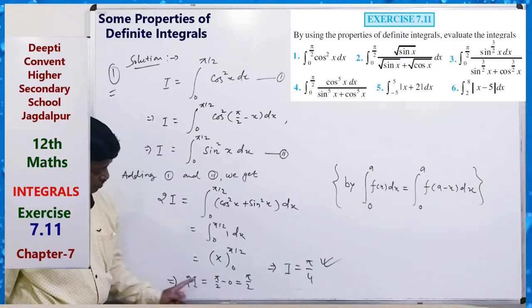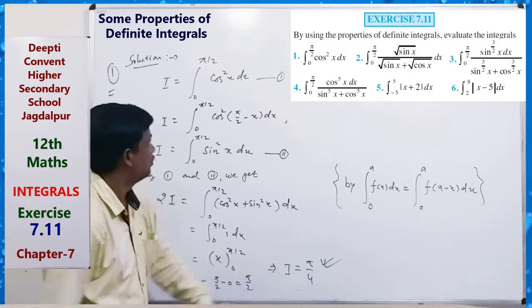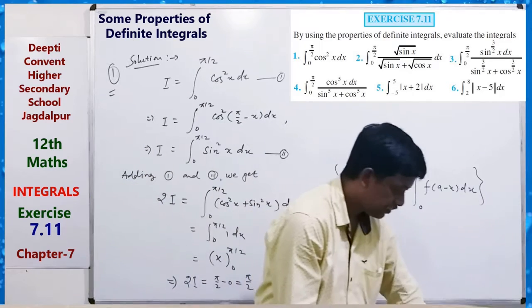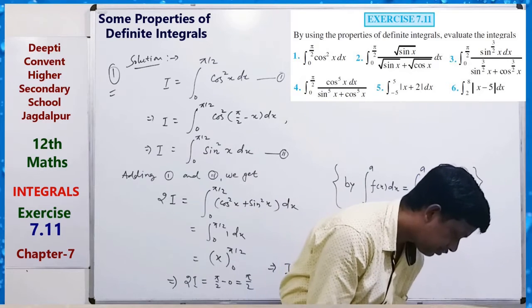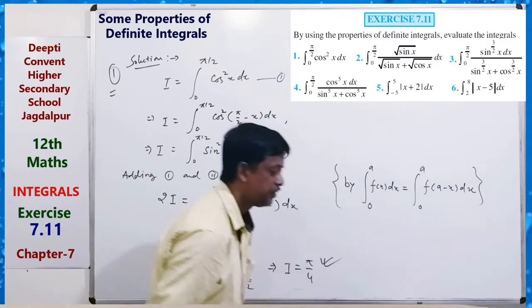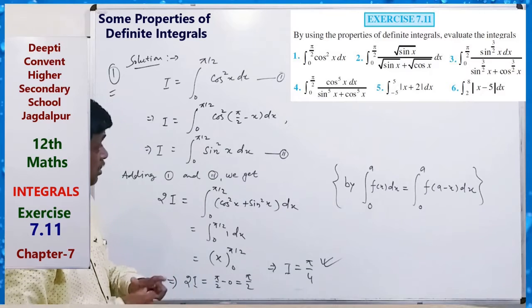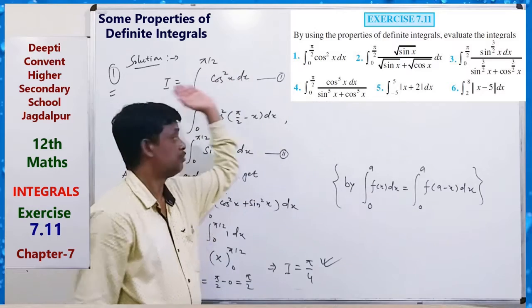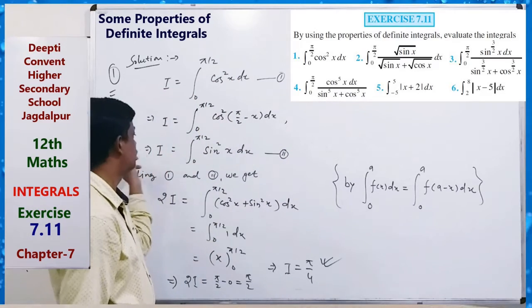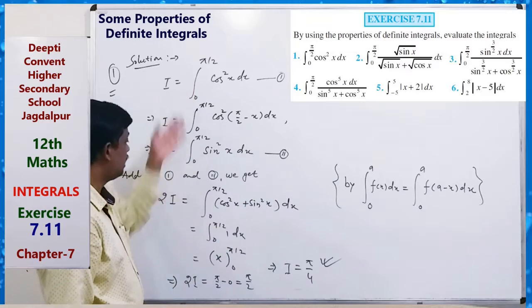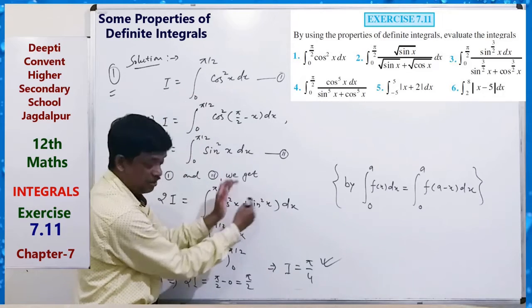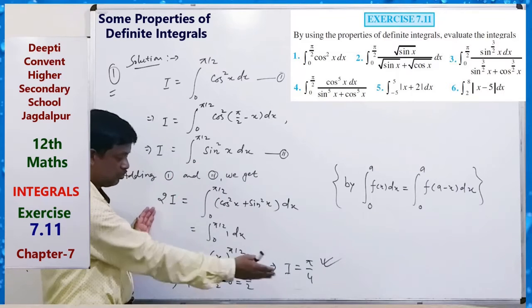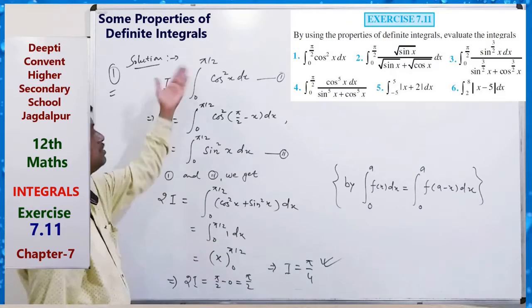Pi by 2, 2I, so I equals pi by 4. That is its value. This is our solution, 7.11. Clear? Very simple. Whenever we use this formula, we get two integrals. The first is the given integral, and after applying this formula we get another integral. Then we add them and simplify, get a simple value, and solve the integral. Transfer the 2 of 2I to the right-hand side and you get the value of I, the given integral.